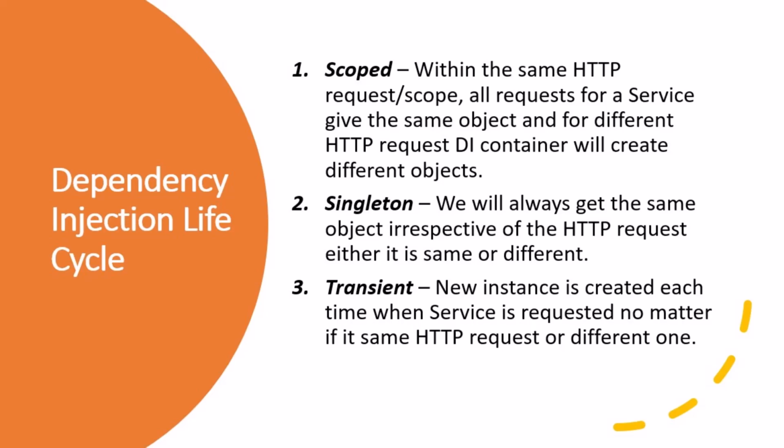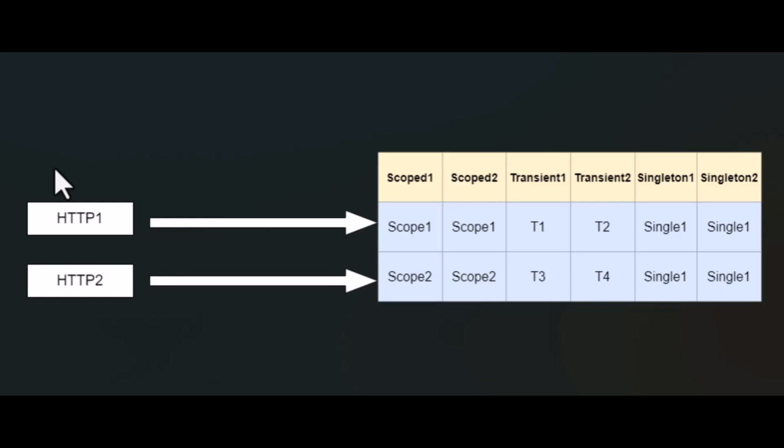Transient means it will always create a new instance every time it is requested, even if it is the same HTTP request or a different one. Now in this diagram it will be more clear. We have shown here two HTTP requests, HTTP 1 and HTTP 2, and here scope 1 denotes the service is requested for the first time. Here the service is requested for the second time.